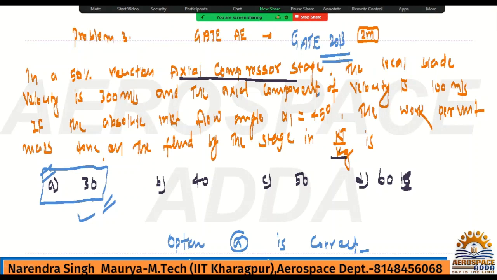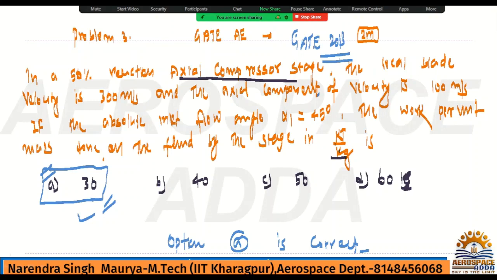Beta is the angle between relative velocity and axial direction, and alpha is the angle between absolute velocity and axial direction. So absolute meaning also you can understand. Absolute inlet means they are talking about C1, because absolute velocity is C1 and inlet, hence it is C1. Clear? That's the reason it is alpha 1. Done? Yes sir, got it.